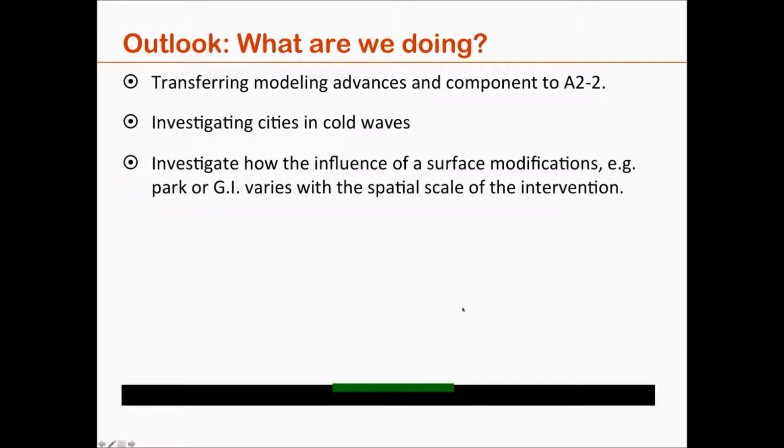As I told you, we're investigating the impact of cities during cold waves, and we're also investigating how the influence of surface modification, for example a park or green infrastructure, will vary as the spatial extent or scale of this intervention varies. So if you have a small patch of grass, it's going to induce what we call a thermal boundary layer that will be small, and we know that the depth of the region of the atmosphere that's modified by the surface typically scales like the horizontal scale of the surface divided by 10.